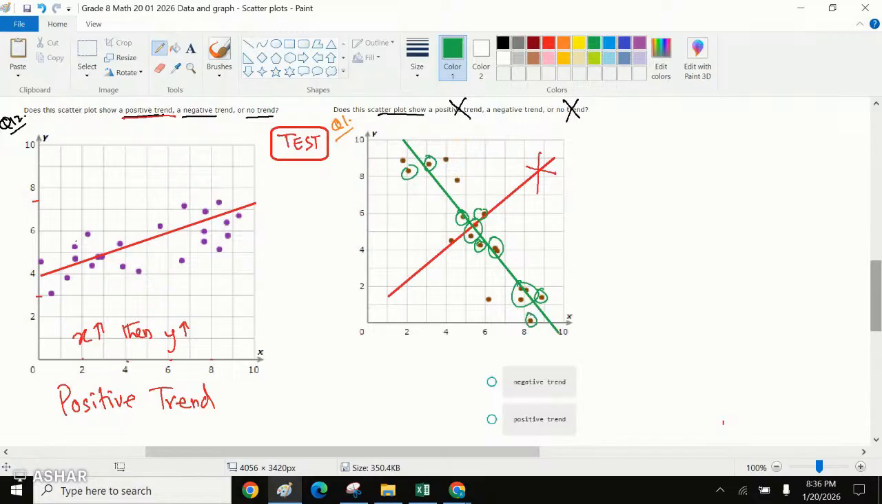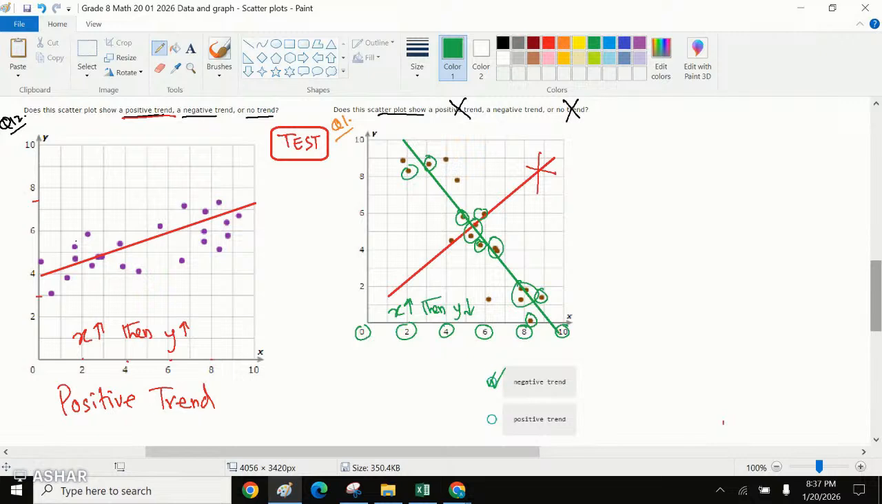So that means this is, yes, a negative trend, right? Because when x was increasing, x increased from 0 to 2 to 4, 6, 8, and 10. As x was increasing, the value of y was decreasing. They are reciprocal of each other. If one variable increases, the other variable decreases. And whenever this happens, we say it is a negative trend.